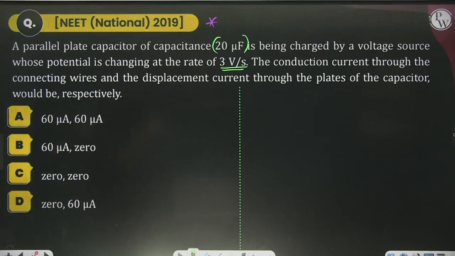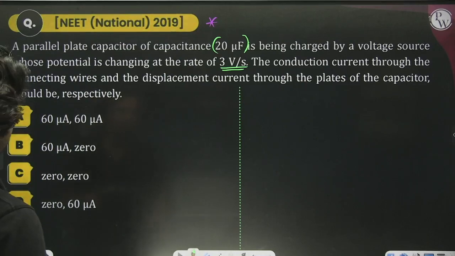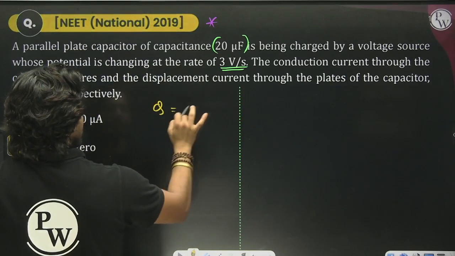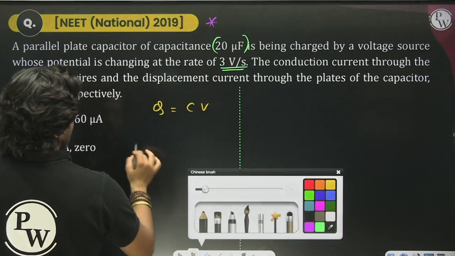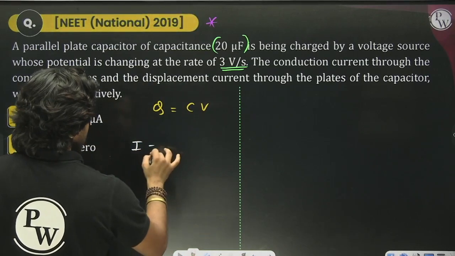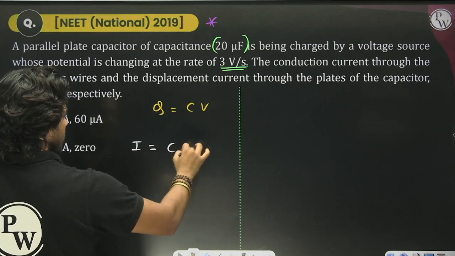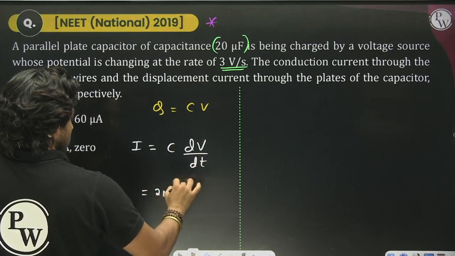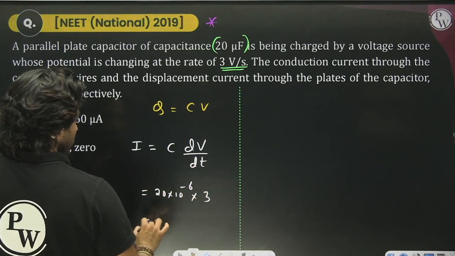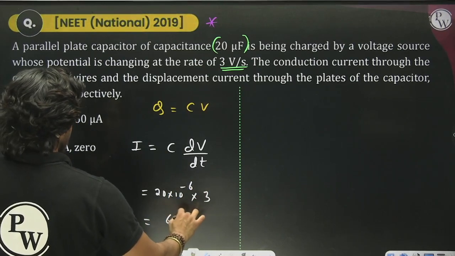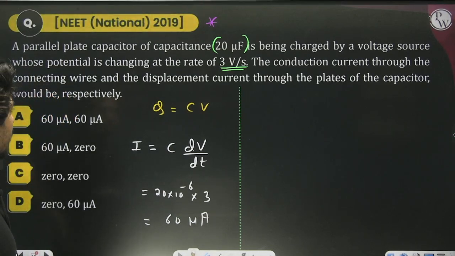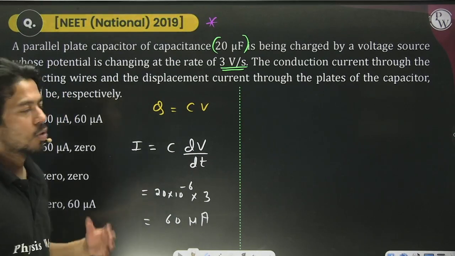Okay. So basically what has been given to you, dV by dt has been given to you. You know that at any instant you write this expression. So I is going to be what? C is constant, isn't it? How much is it going to be? 60 microampere. 60 microampere. Okay. So this is the value of what current?